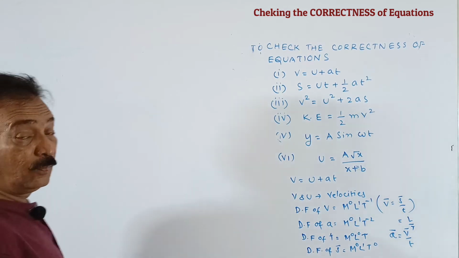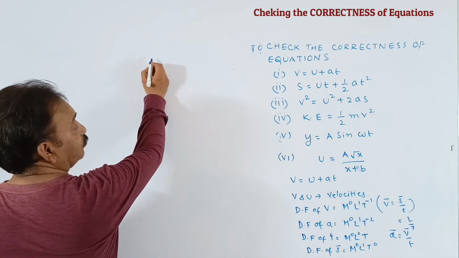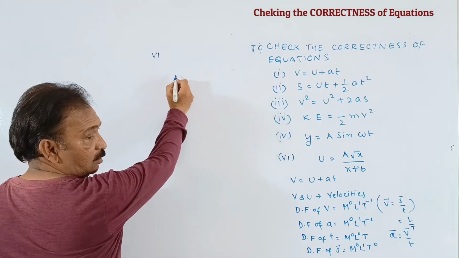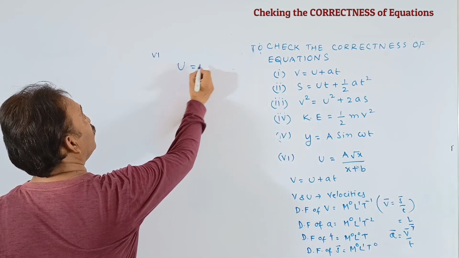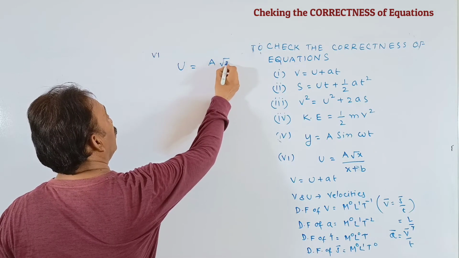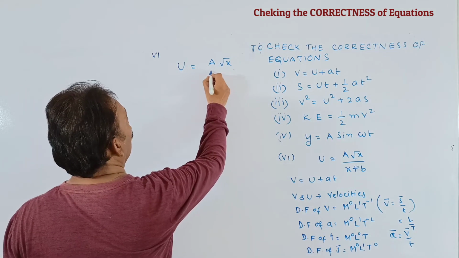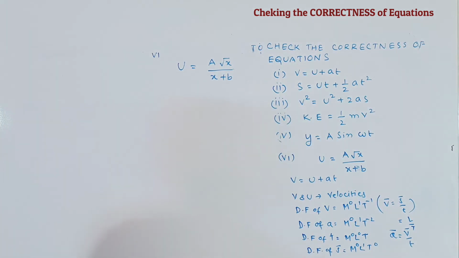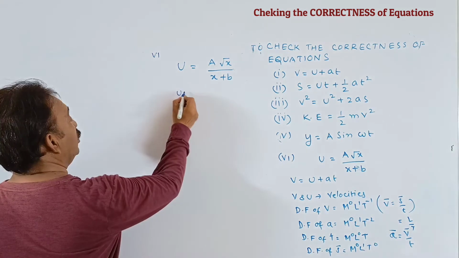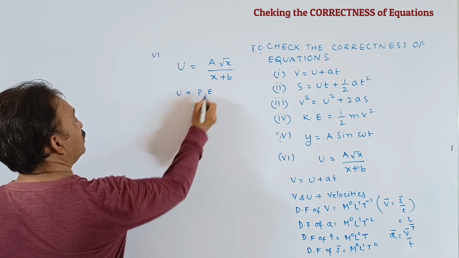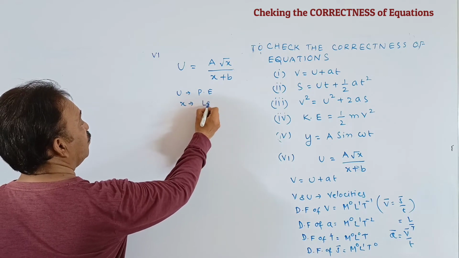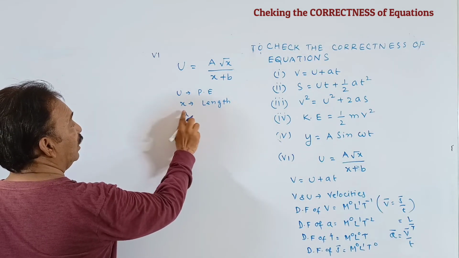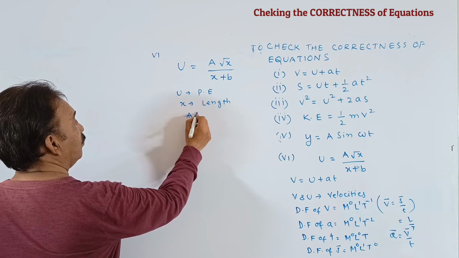Finally, students, we go with this equation. It is problem 6. U is equal to a root x upon x plus b. Here, u is potential energy, and x is the length, or you can say the displacement. We have to find out the dimensions of A and B.